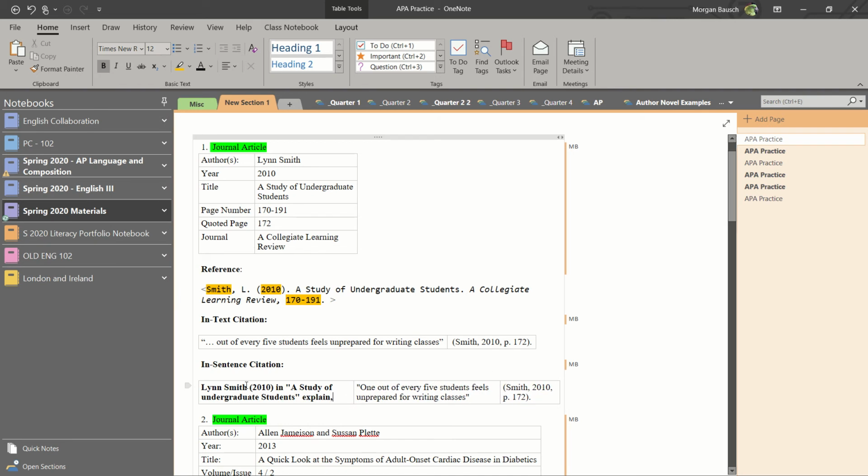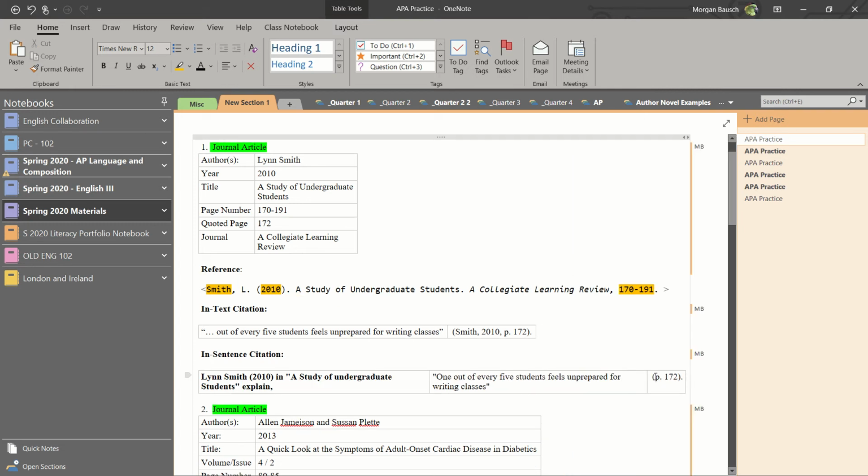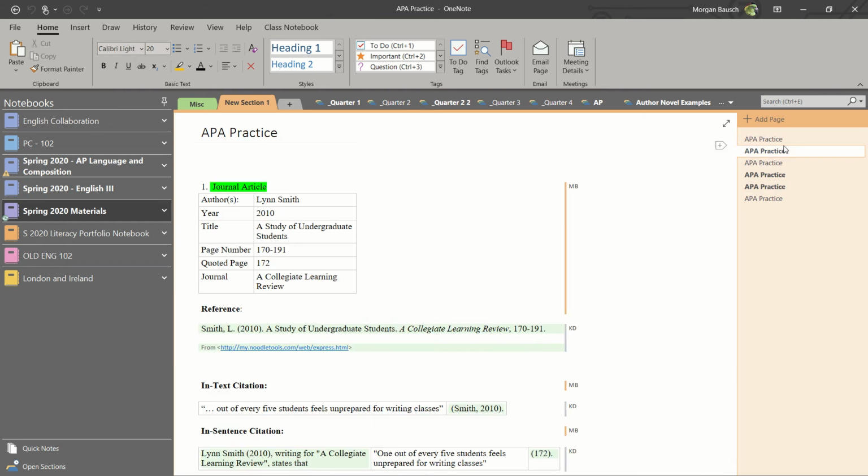Because you have this information up front, you do not include it at the end. It is not required anymore. The only thing you're going to have is the parenthesis, p, period, space, 172, because everything else has already been met. Did we meet the bare minimum? We have Smith, we have 2010, and we have the page number at the end. That is all required. Okay, let's move on to the next person.